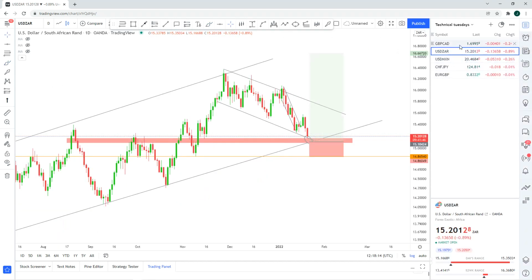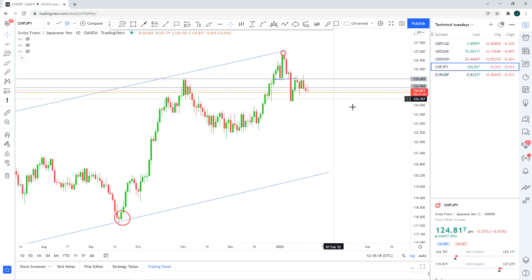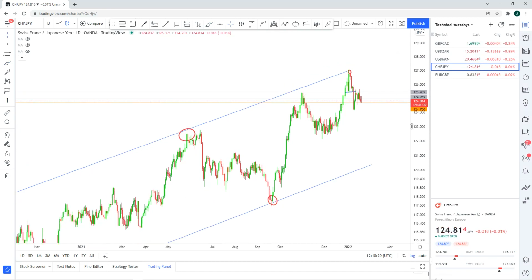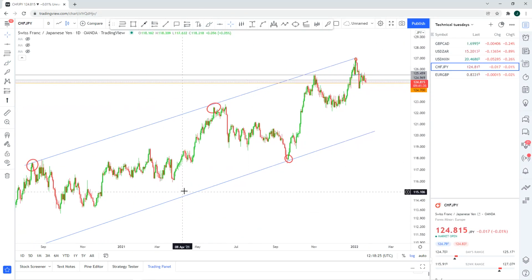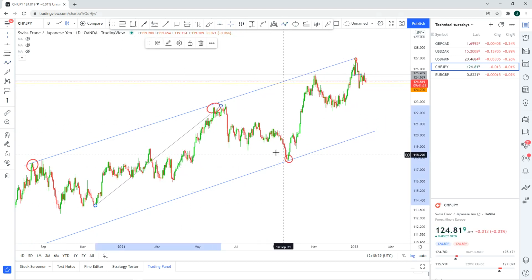My next pair will be CHFJPY. CHFJPY on our daily, you can see it has our cycles that we already highlighted, and you can see price has been in a bullish trend, giving us higher highs. Similar pattern just as USDZAR.